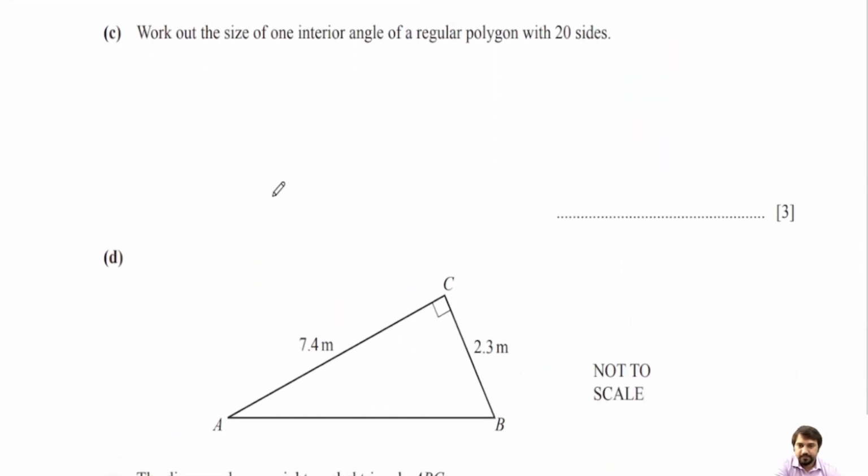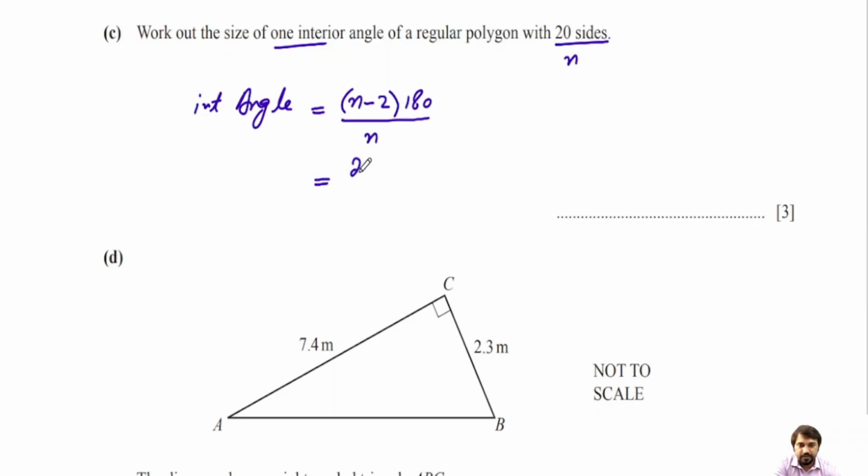Part C is the same question. Part C is: work out the size of one interior angle of a regular polygon with 20 sides. 20 sides, here we have n, and one interior angle. We have the formula: interior angle is equal to n minus 2 into 180 divided by n. Now putting the values here, the value of n is 20. 20 minus 2 into 180 divided by 20, and cancel 2 one time and 2 nine times. After that, 20 minus 2 is 18, and 18 into 9.